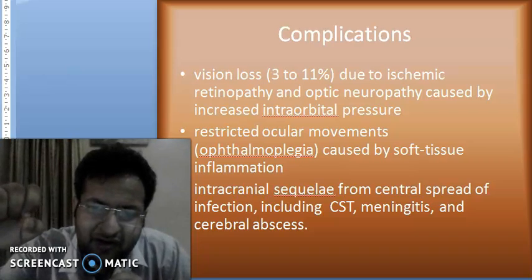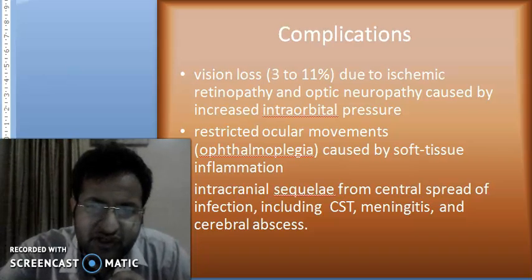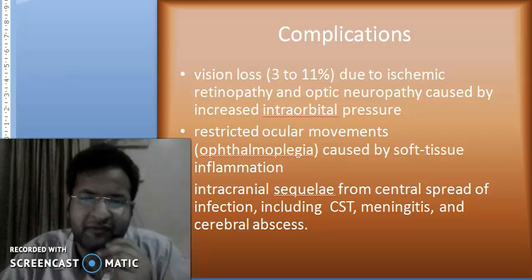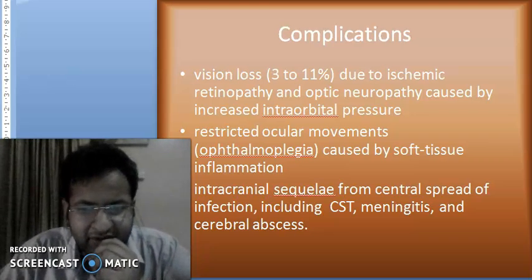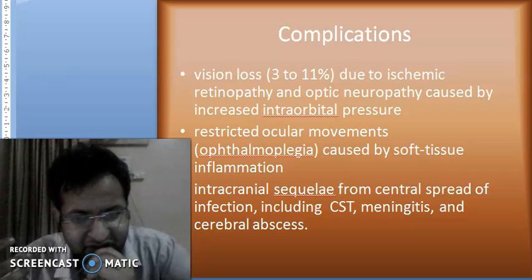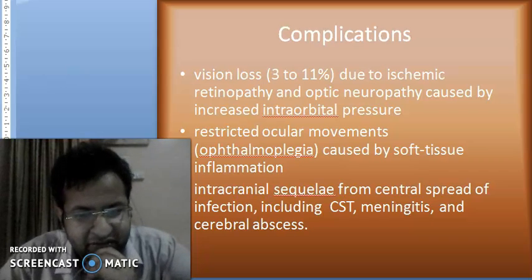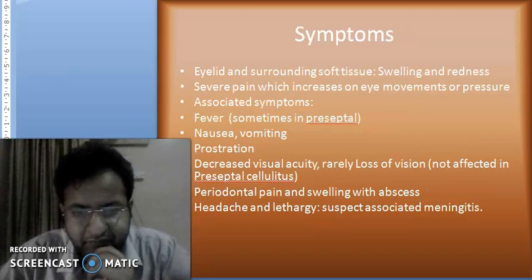There will be restricted ocular movements, that is ophthalmoplegia, caused by the soft tissue inflammation, and the intracranial sequelae can result from the central spread of infection, including cavernous sinus thrombosis, meningitis, and cerebral abscess.